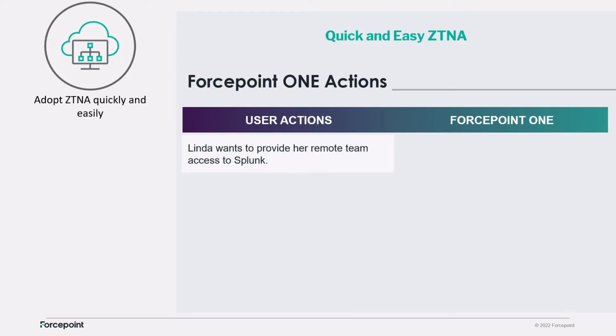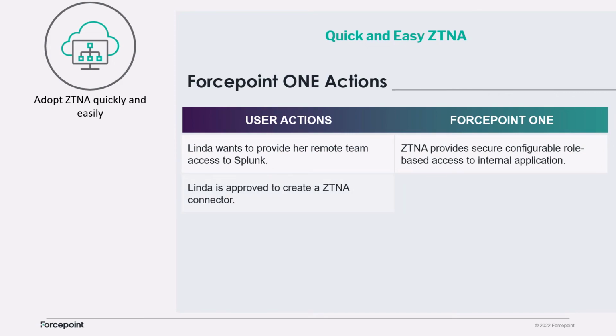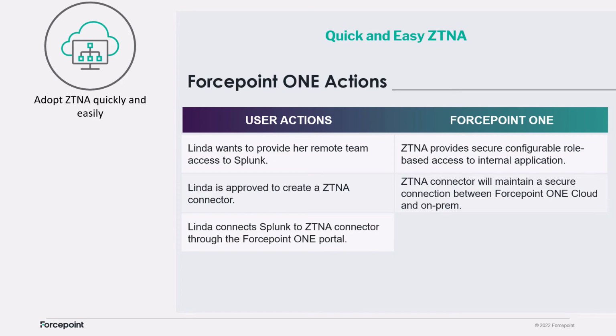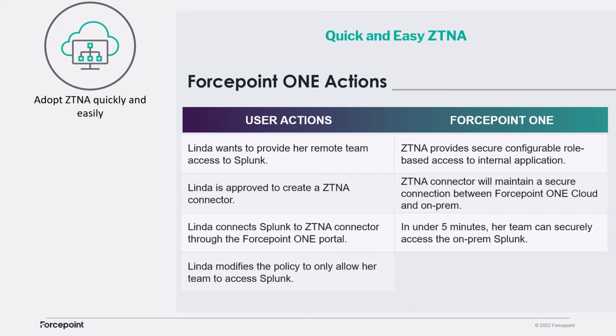So, Linda wanted to provide her remote team access to Splunk, and Forcepoint ONE ZTNA allowed her role-based access to the Splunk app. She created a ZTNA secure connection between Forcepoint ONE Cloud and on-prem, allowing her team to access Splunk securely in under 5 minutes. Linda was able to use Forcepoint ONE to validate access to Splunk remotely and make sure that agency policy is followed with the location and service parameters that she set. And she did it all quickly and easily with Forcepoint ONE.